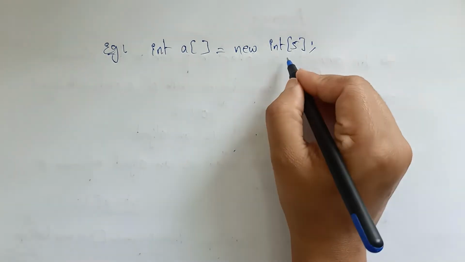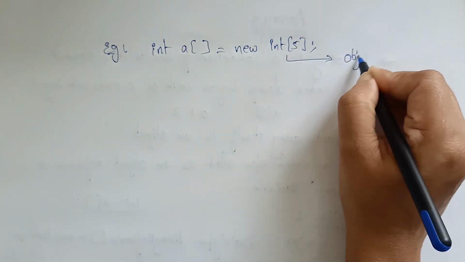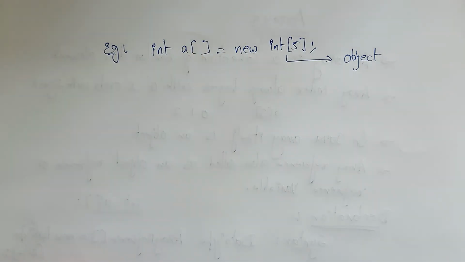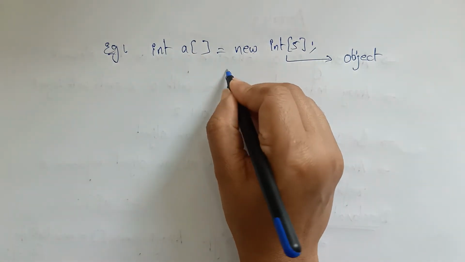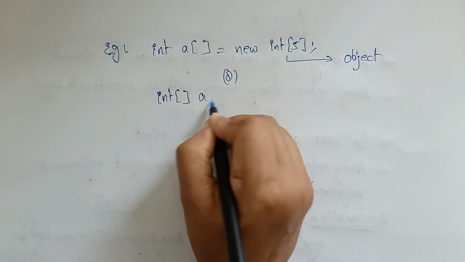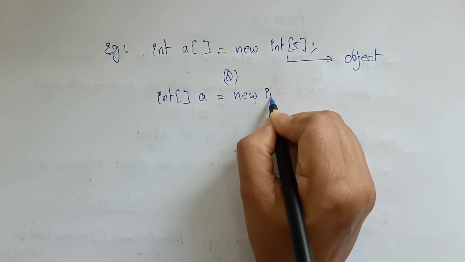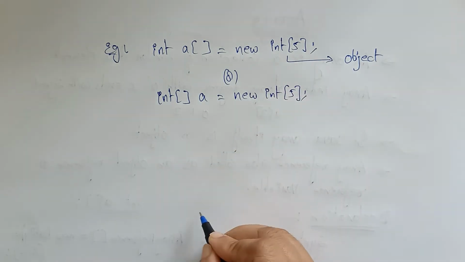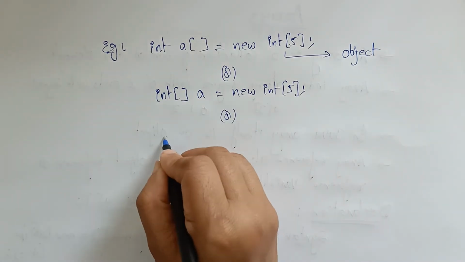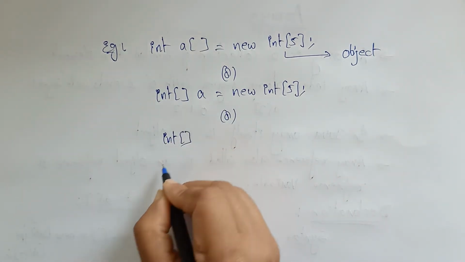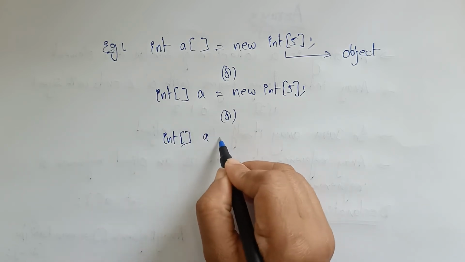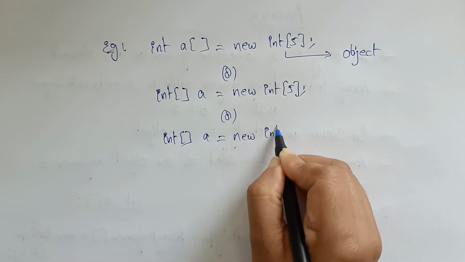So this is a declaration. What is this? This is an object, right? It's a reference, an object reference. You can also represent this like int array equals new int of 5. You can also write it like this. Or else you can also declare int a, with or without the space, is equal to new int 5.